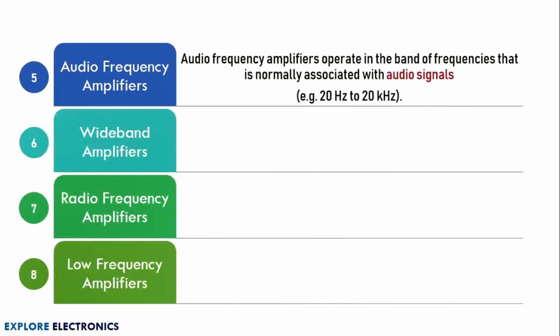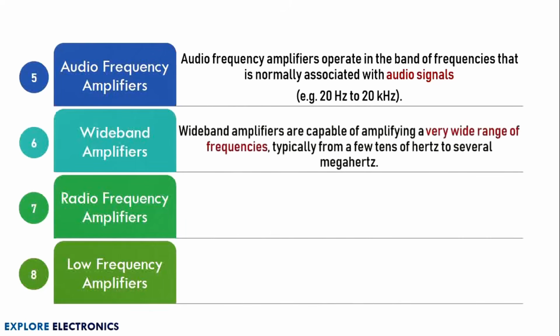Also we have audio frequency amplifiers, where the inputs are only signals that come under the audio frequency range. Audio frequency is between 20 Hz to 20 kHz. The audio signals have frequencies between these two frequencies. Those kinds of amplifiers which amplify only audio signals are called audio frequency amplifiers.